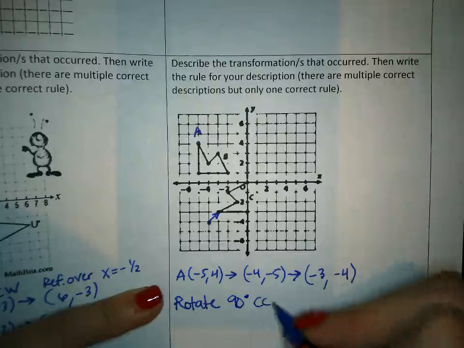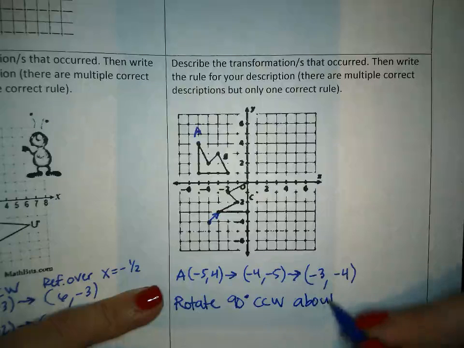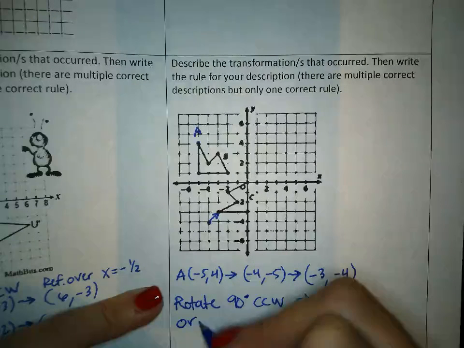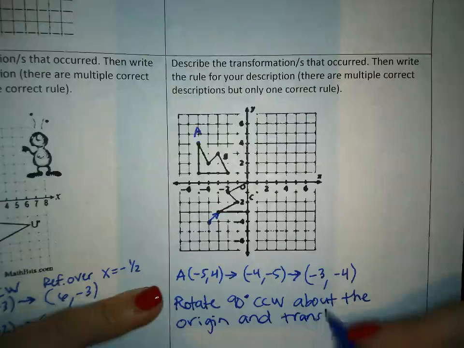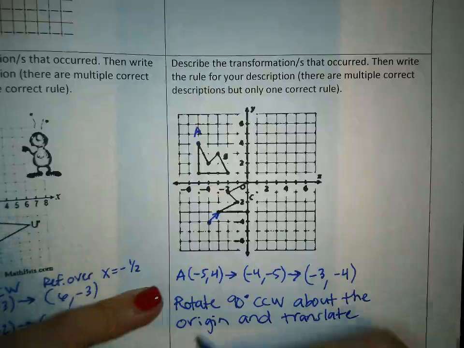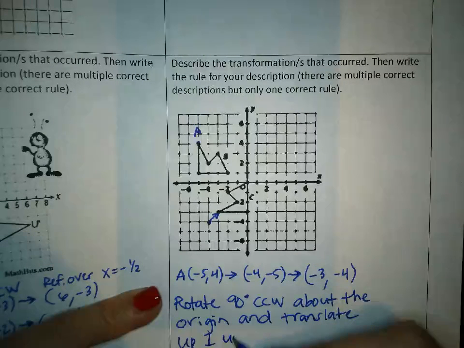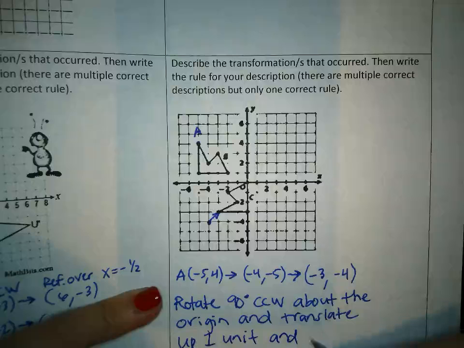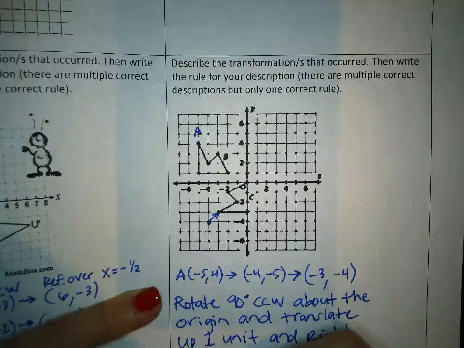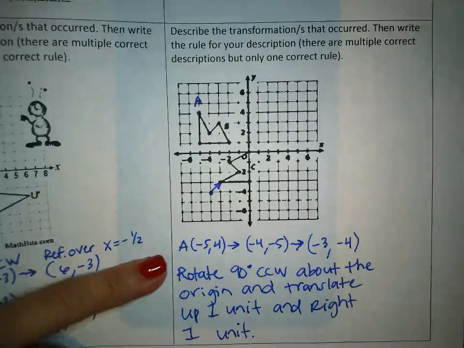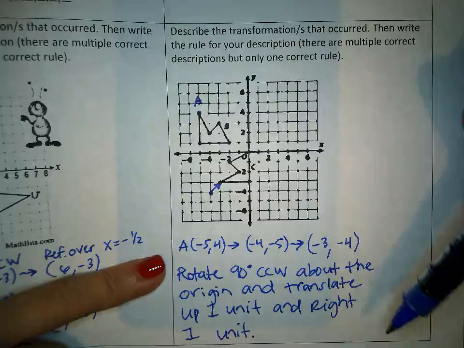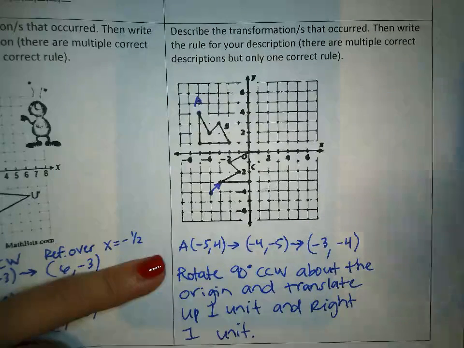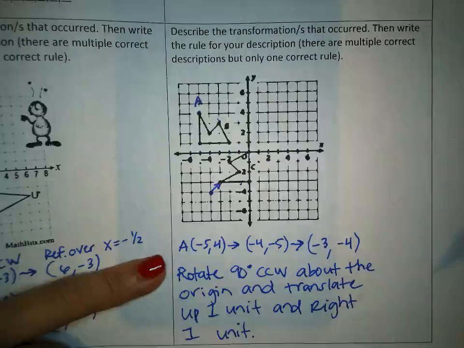Rotate 90 degrees counterclockwise about the origin, and translate up 1 unit and right 1 unit. Okay, so again, I encourage you to pause the video and see if you can come up with something else, another description that might still map this pre-image onto that image.